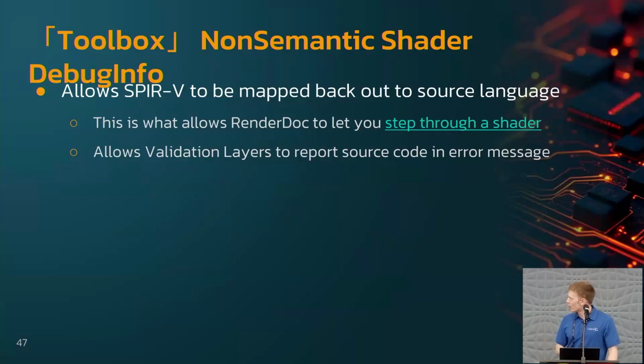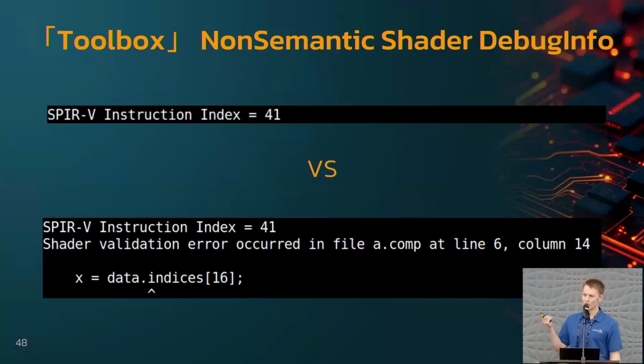Non-semantic shader debug info. This is a classic example people always ask about: I have my SPIR-V, and I want to map it back to my source code. This is kind of the answer for that. RenderDoc makes extensive use of this, and this is how it lets you step through your shader. And recently, the validation layer has also added support, and this is a night and day difference. Do you want me to tell you the 41st instruction in your SPIR-V was the problem, or do you want me to just point to the source code? It's the difference between proper debugging and just banging your head against the wall.